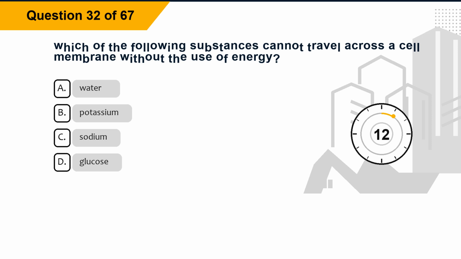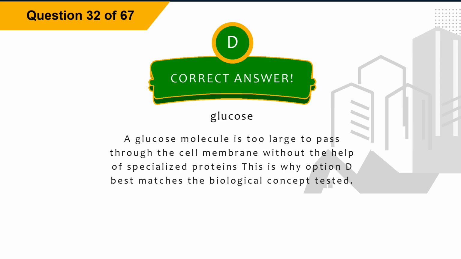Question 32. Which of the following substances cannot travel across a cell membrane without the use of energy? Option A, water. Option B, potassium. Option C, sodium. Option D, glucose. The correct answer is option D, glucose. Explanation. A glucose molecule is too large to pass through the cell membrane without the help of specialized proteins. This is why option D best matches the biological concept tested.